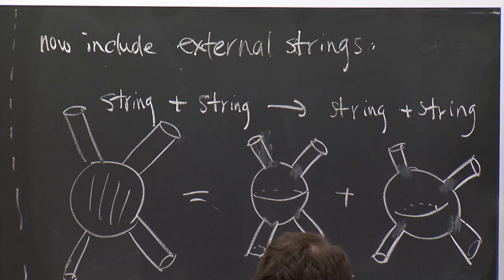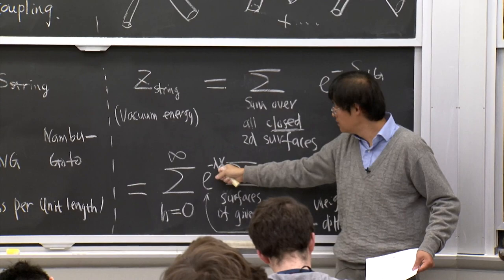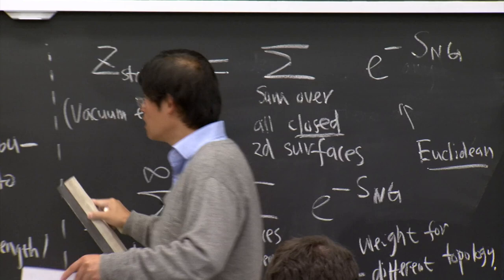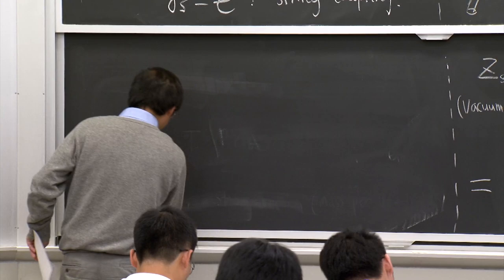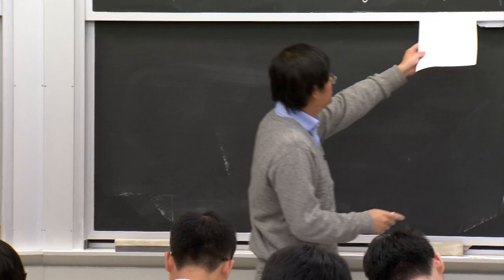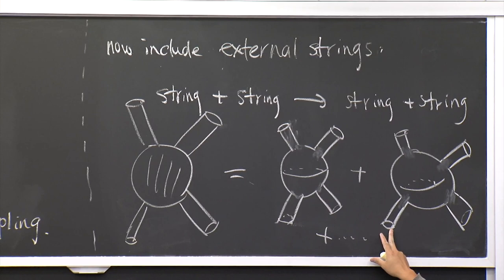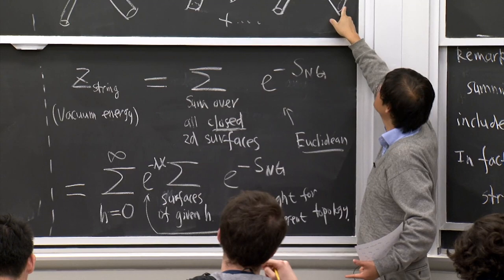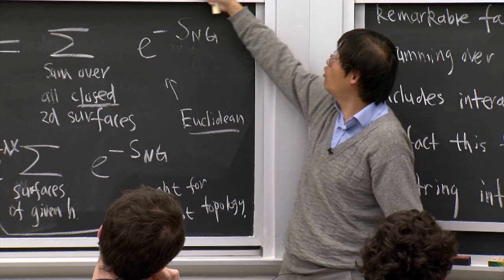But now if you do the weight according to this rule, something changed. Again, we want to sum over all possible surfaces with the same rule as you do for the vacuum. But now there's something important that changes. These are surfaces with boundaries. You start with two initial strings and two final strings. Each initial string introduces a boundary, so now you have four boundaries.